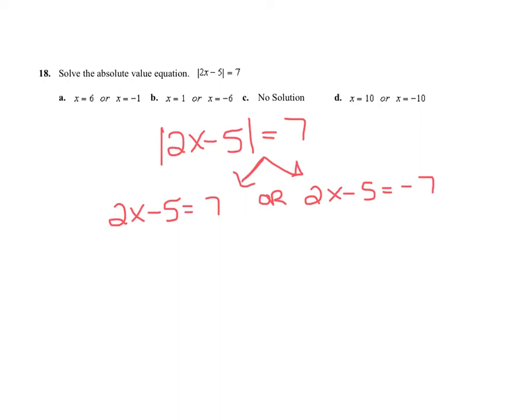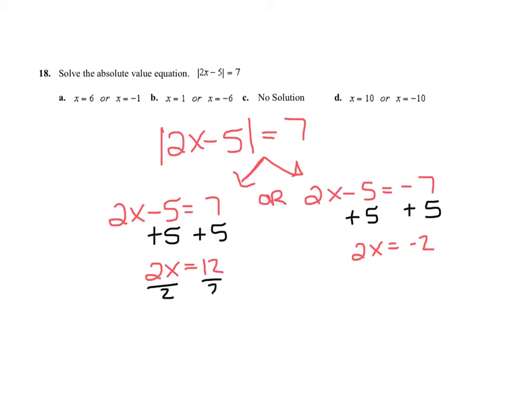Remember, we're going to add or subtract first before we multiply or divide. So add or subtract, and that gives me 2x equals 12, or 2x equals negative 2. And now I'm going to divide by 2 on all sides because everything's the same. And I get x equals 6 or x equals negative 1. And when I go up here, I see negative 1 and 6, which is letter A.